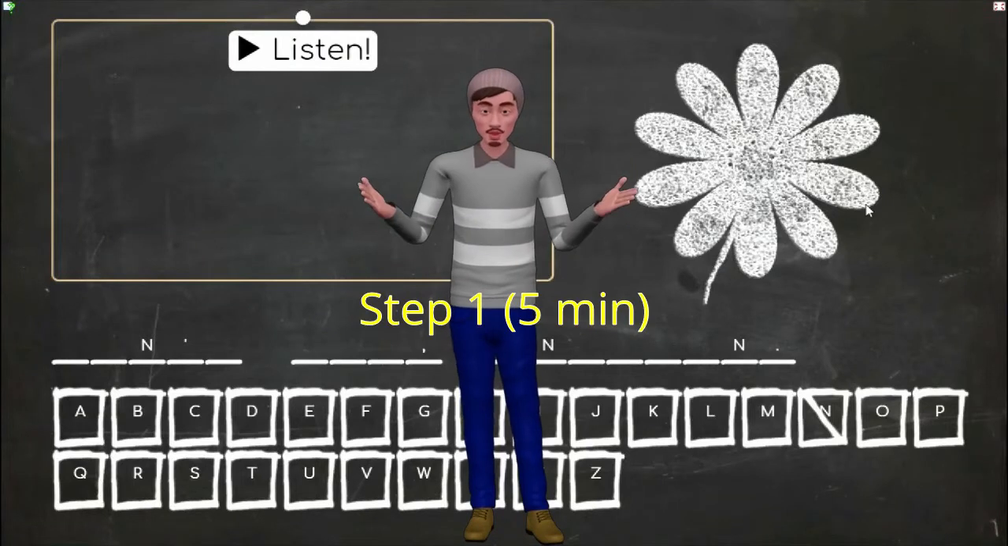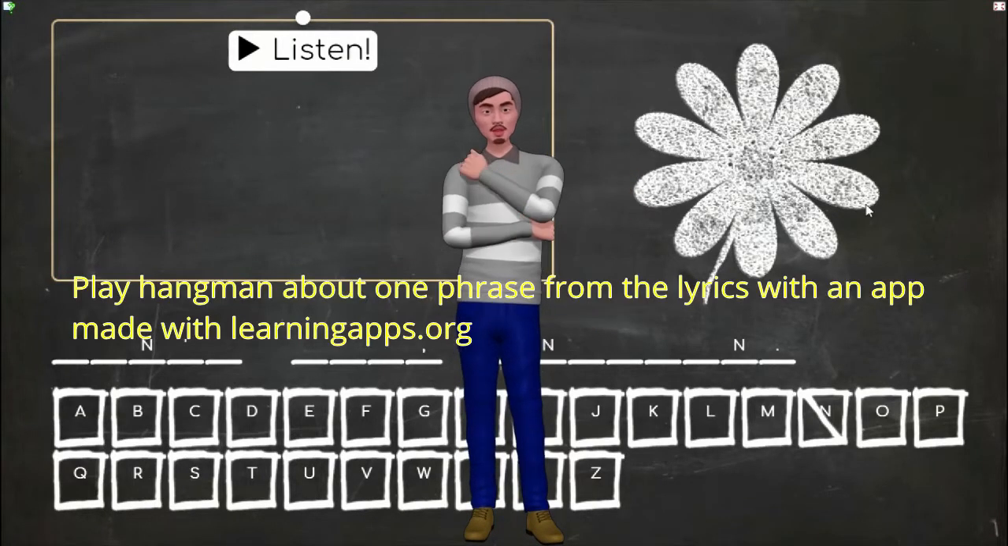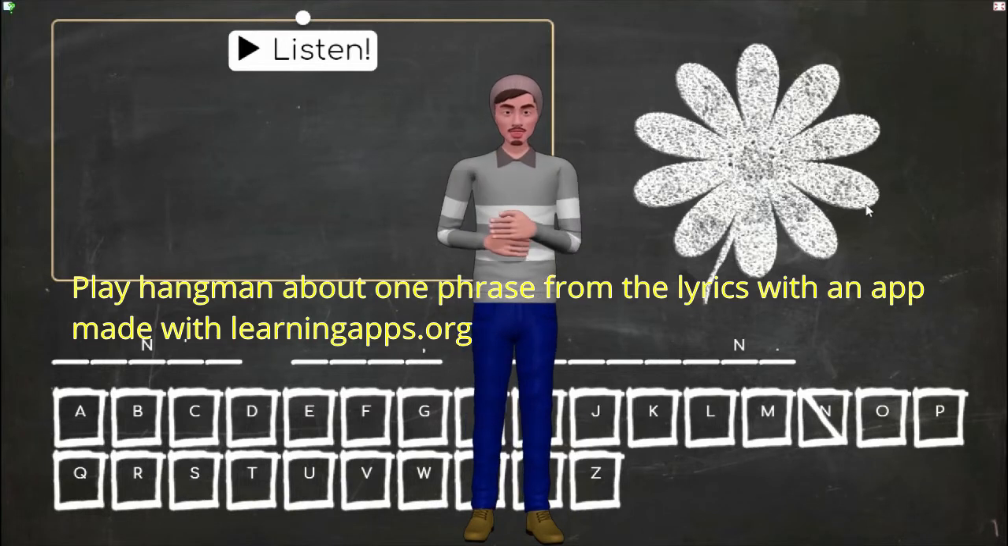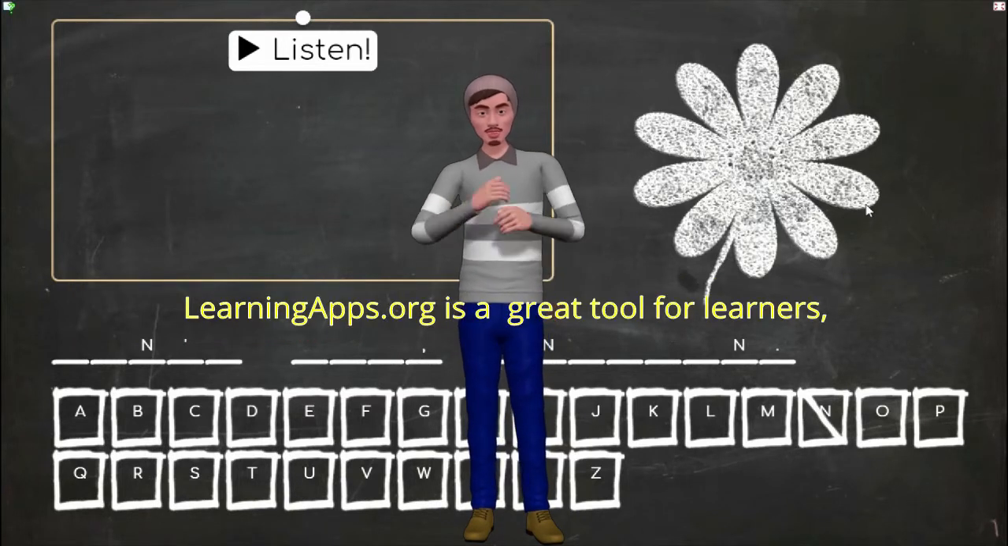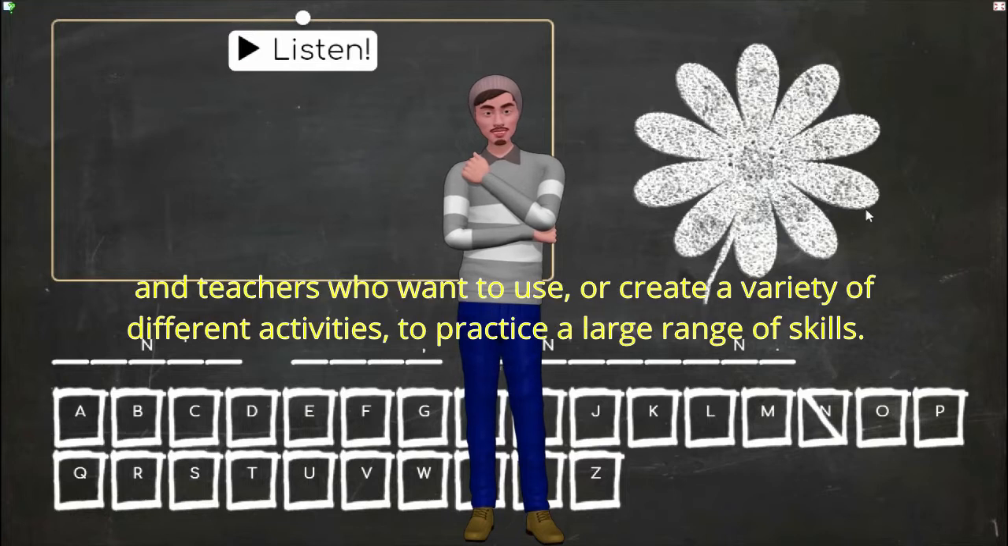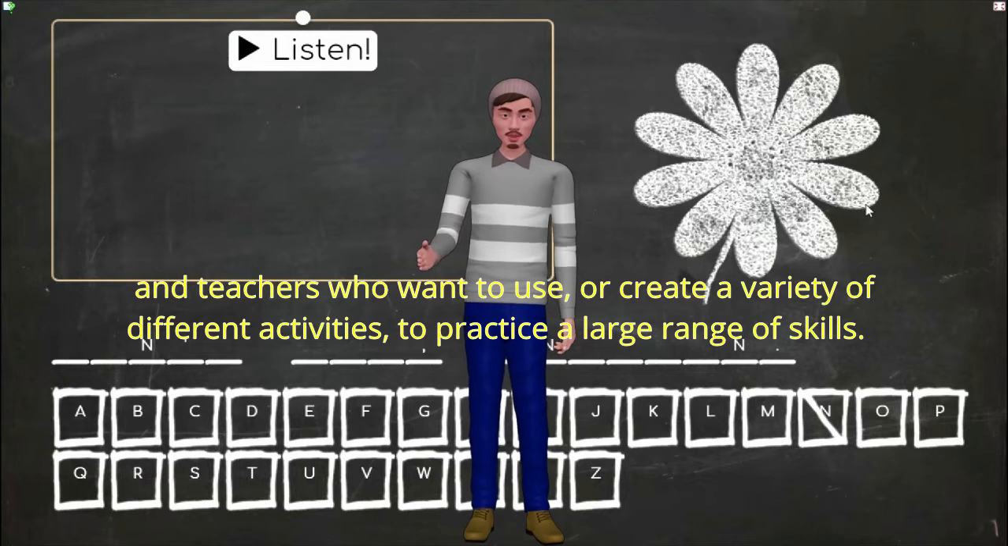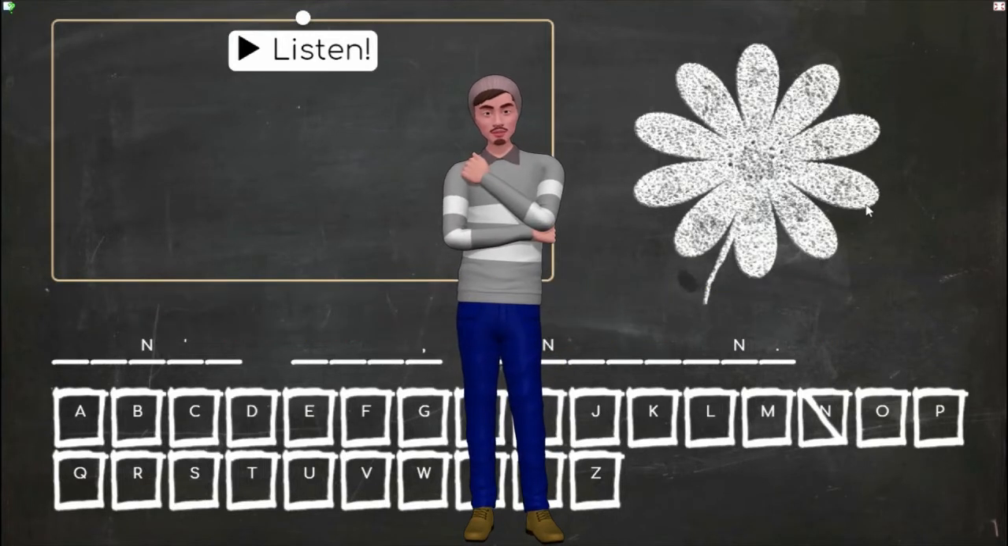Step 1. 5 minutes. Play Hangman about one phrase from the lyrics with an app made with learningapps.org. Learningapps.org is a great tool for learners and teachers who want to use or create a variety of different activities to practice a large range of skills.